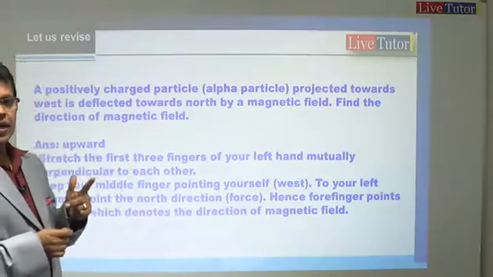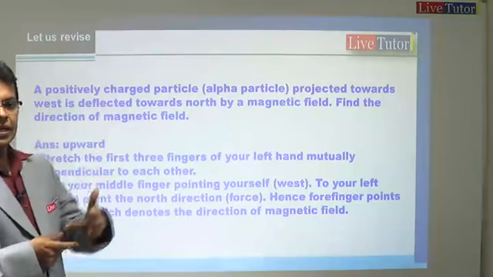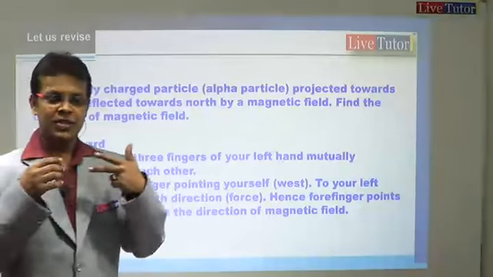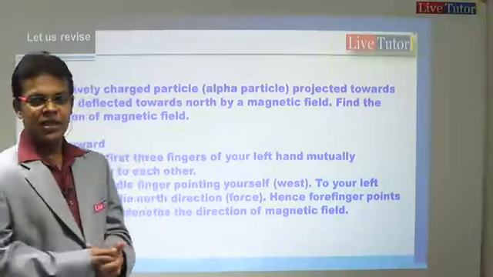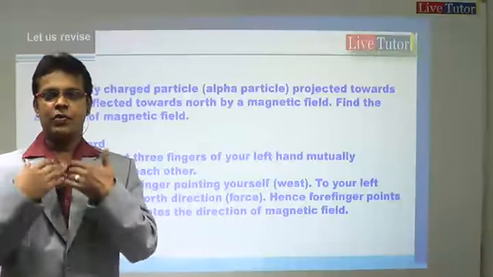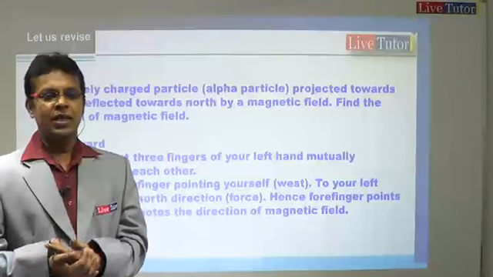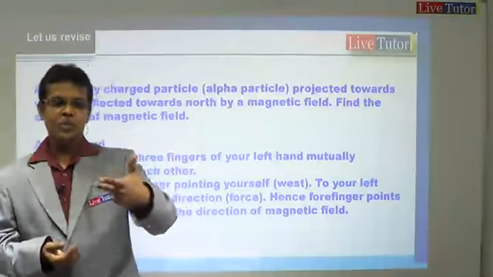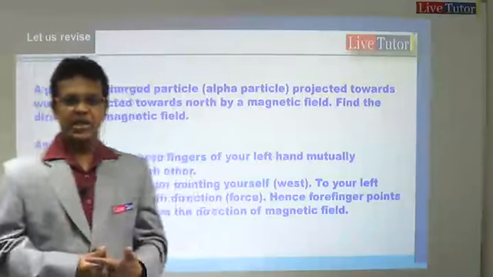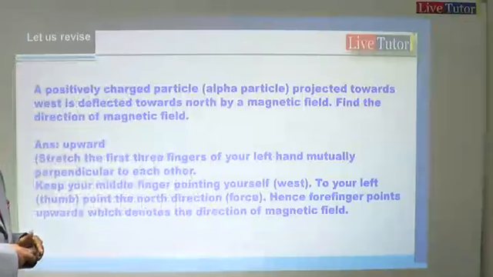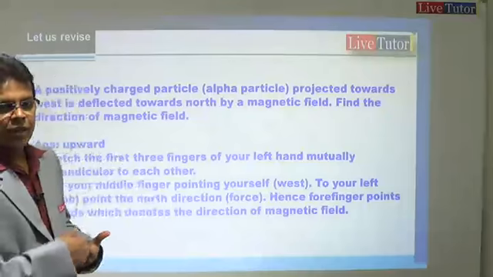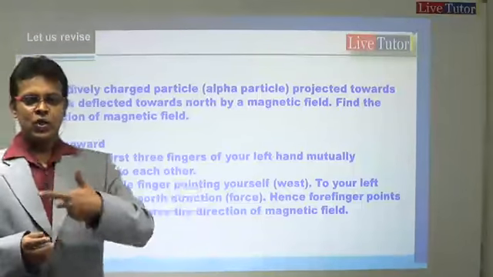So in which way can we keep that? Only if you point it towards yourself. Because when you say it is west, the usual method of finding direction is that when you are facing east, your back will be west. So you have to keep your finger in such a way that the middle finger is pointing towards yourself, that is, the west direction.